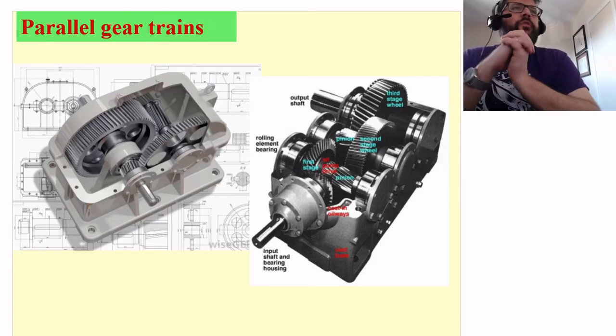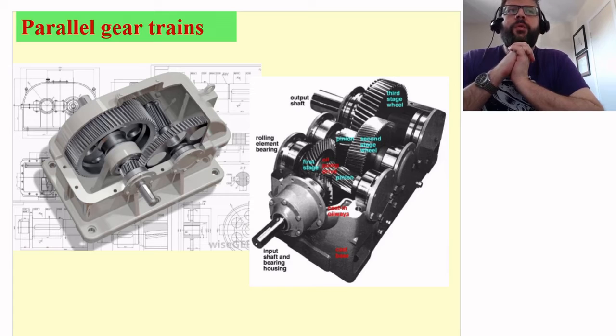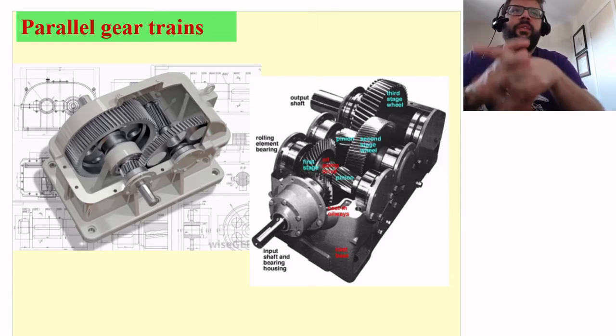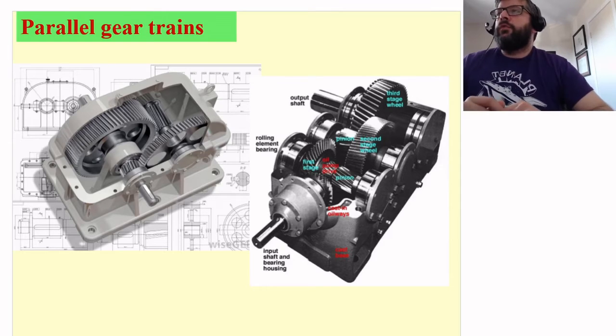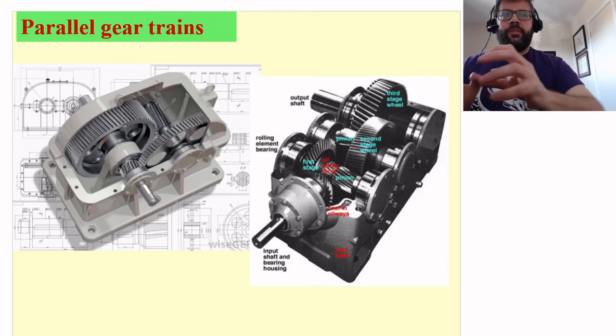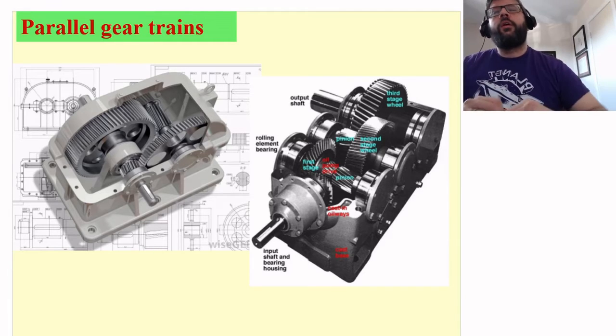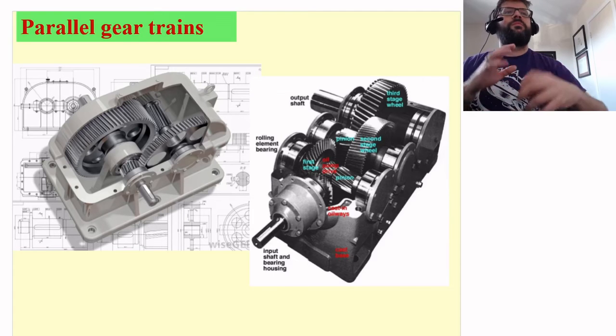All right, let's talk gear trains. So typically speaking, if we want to have a relatively high gear ratio, then we've got two options. We can use a really small gear and a really large gear, or we can combine stuff.